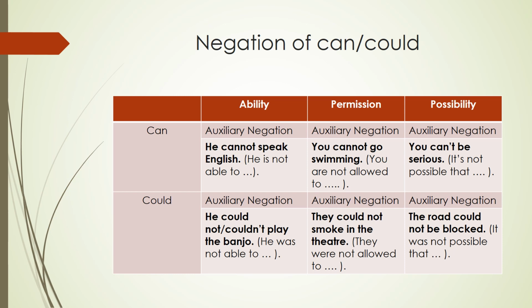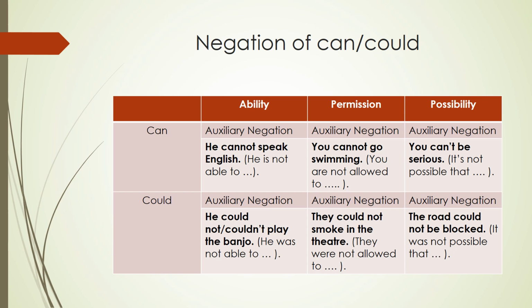Now, when I say he cannot, the scope of negation starts from can itself, from the modal auxiliary can, to the end of the sentence, to the word English. So the meaning of the sentence is what? He is not able to. You see, he is not able to.